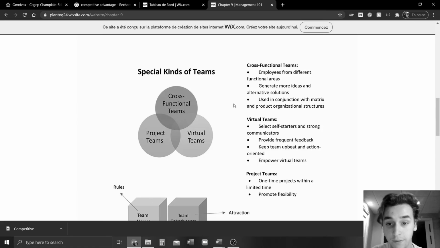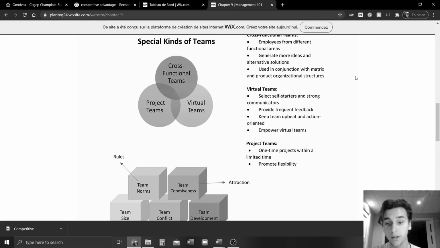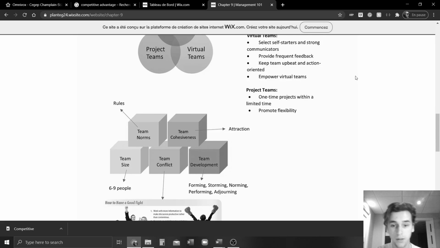So first, special kinds of teams: cross-functional teams. They are employees from different functional areas, generate more ideas and alternative solutions, and are used in conjunction with matrix and product organizational structures. In my video for chapter 9, I talked about La Capitale, and I think it is a great example to show cross-functional teams. Next, virtual teams: select self-starters and strong communicators, provide frequent feedback, and keep the team upbeat and action-oriented. Empower virtual teams. Project teams: a one-time project within a limited time, which promotes flexibility.